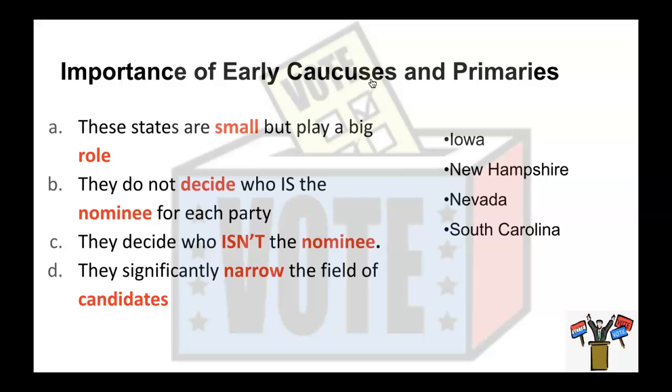Now, once again, the importance of early caucuses and primaries can't be overstated or understated, but these states are small, but they play a big role in the whole grand scheme of things. Yes, they do not decide who is the nominee for each party, but in many ways they decide who is the nominee, and they significantly narrow the field of the candidates too.